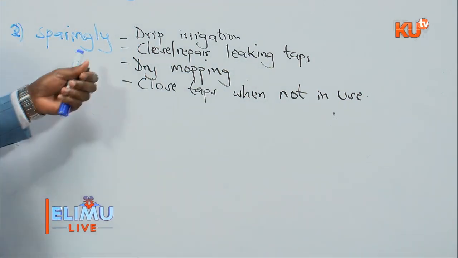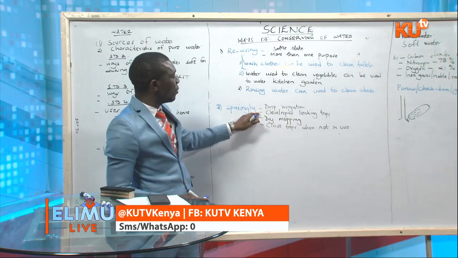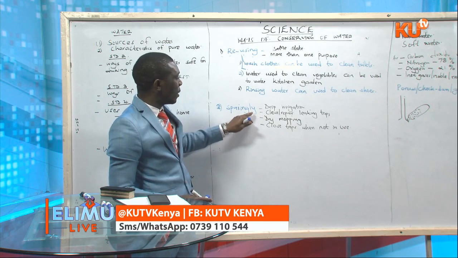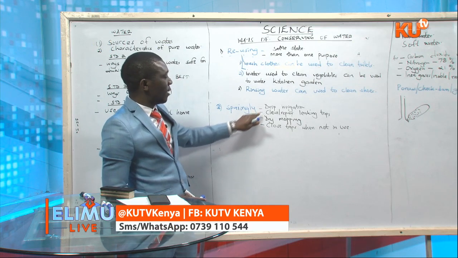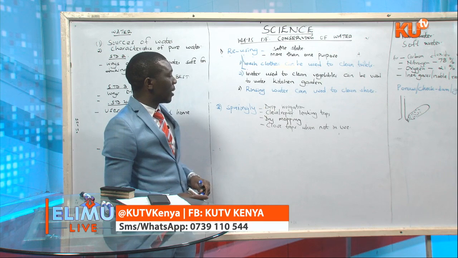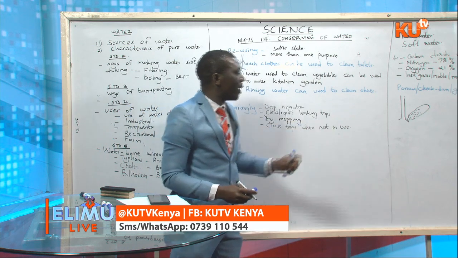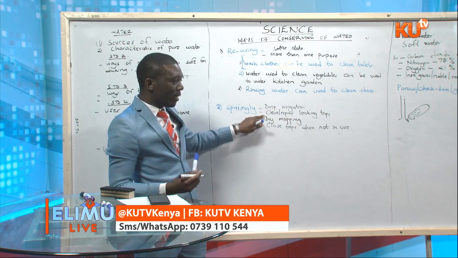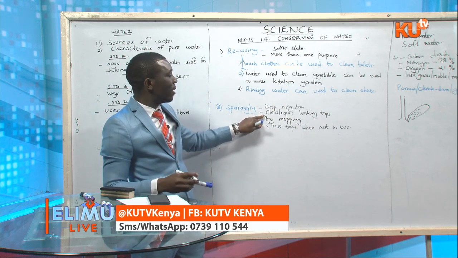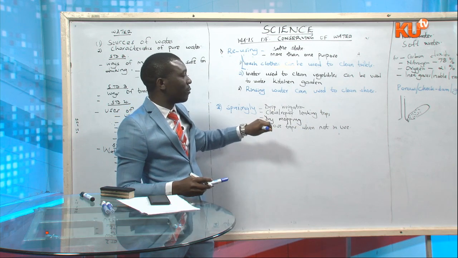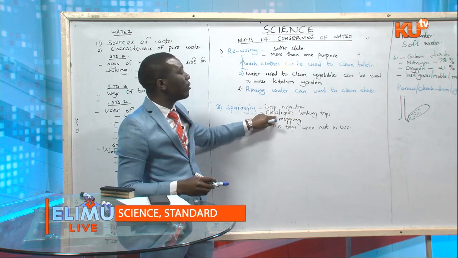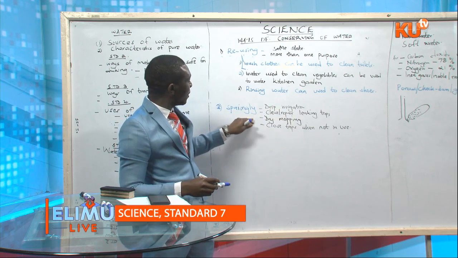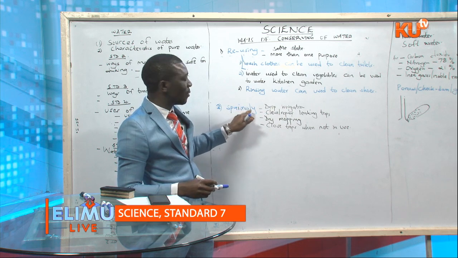So these are some of the ways and some of the areas they usually test under using water sparingly. Drip irrigation is practiced, and I drew a bottle there. We don't call it bottle irrigation. Number two, when the taps are leaking, you realize you have not opened the taps, but water is coming out. You are supposed to repair it. So that is one of the ways of using water sparingly.